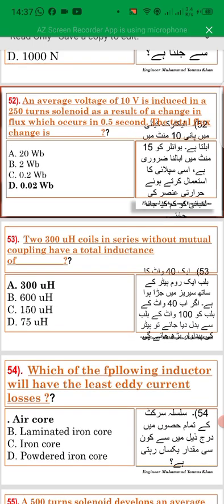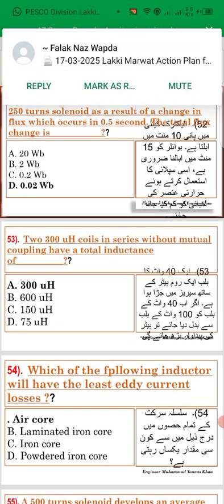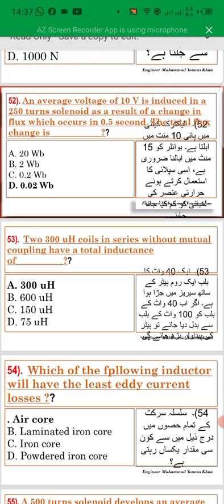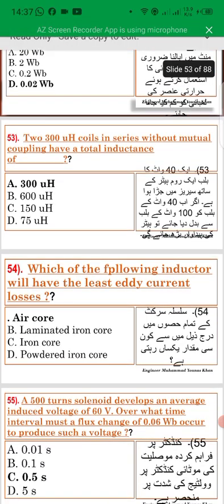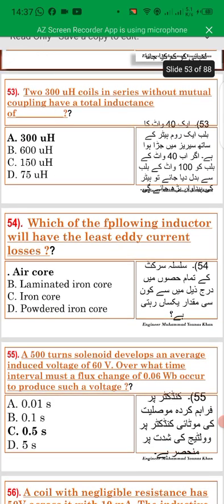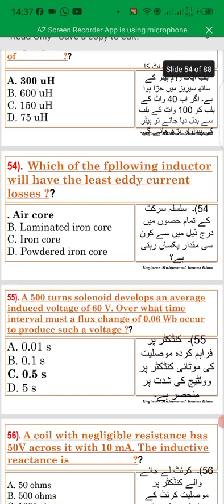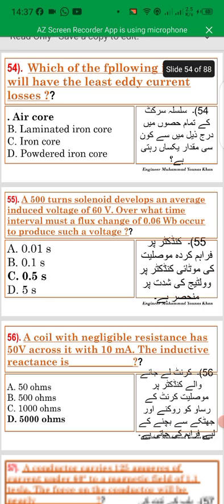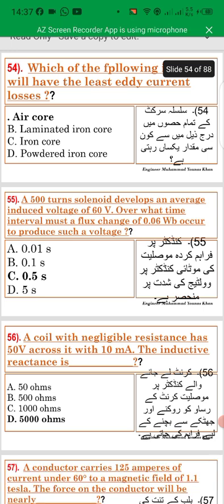Weber. Two 30 microhenry coils in series without mutual coupling have a total inductance of 60 microhenry. Which of the following inductors will have the least eddy current losses? Air core. A solenoid develops an average induced voltage of 6 volt. Over what time interval must a flux change of 0.06 Weber occur to produce such a voltage?